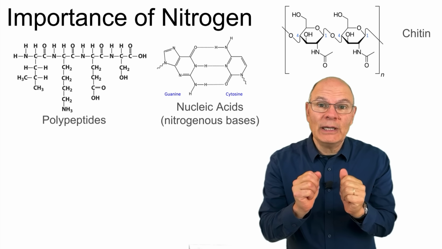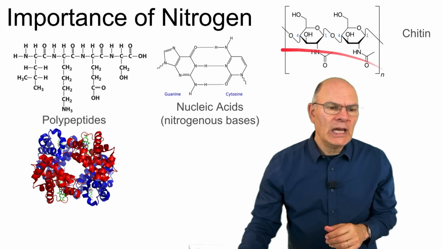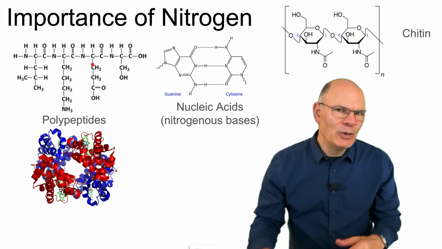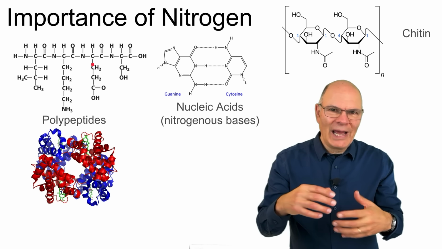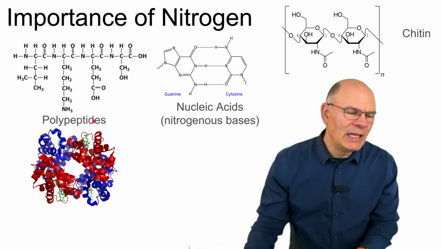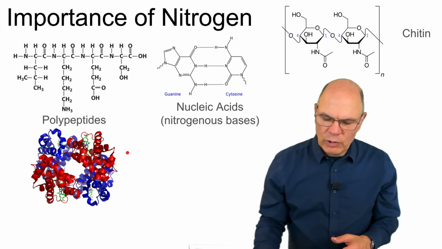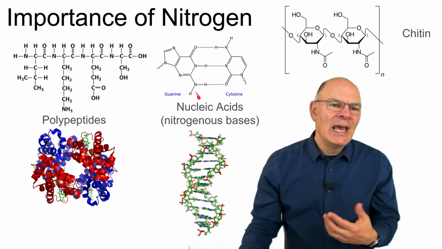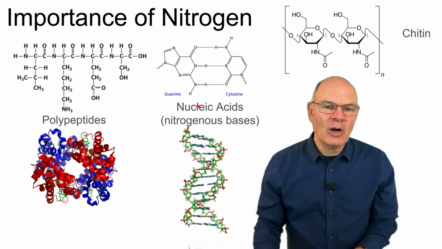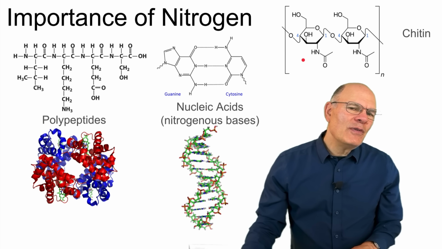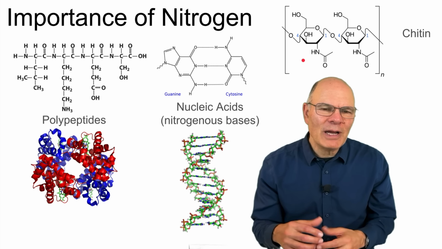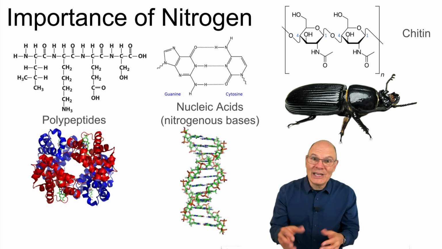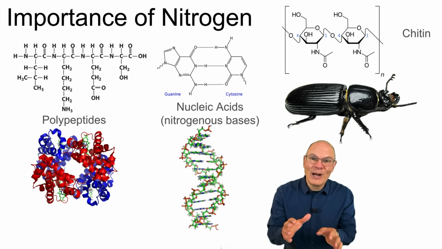Nitrogen is incredibly biologically important. You can see nitrogen over here in the polypeptide backbone. The amino part of every amino acid has a nitrogen atom in it, and polypeptides, of course, are what form proteins. Nitrogen is also found in the nitrogenous bases that make up the nucleic acids, DNA and RNA. And nitrogen is also found in the modified polysaccharide that's called chitin. And chitin is what makes up the exoskeleton of the insects. So there's a lot of nitrogen found there as well.